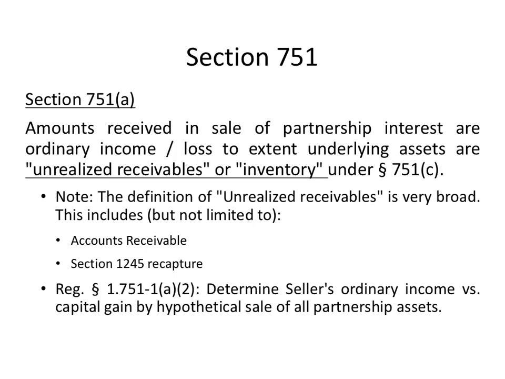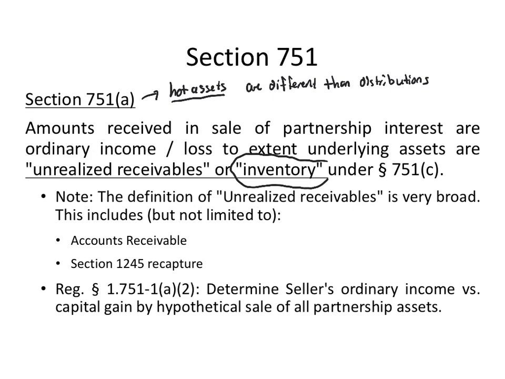So step 2, the 751 hot assets. So one thing to note, these hot asset rules, we call these hot assets, the hot asset rules. These are different than the distribution rules. Distributions, you're going to see only some inventory qualifies. For this, though, it's any inventory qualifies.